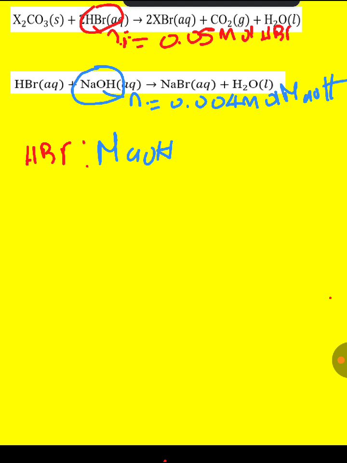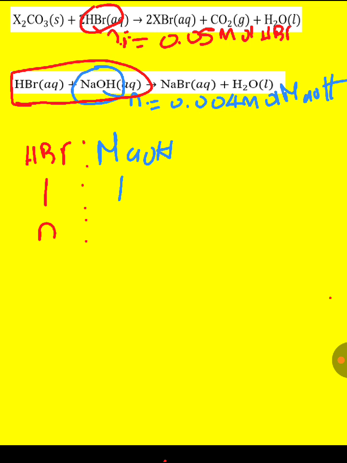The ratio is 1:1. Now, I don't know the number of moles of HBr in reaction 2. We are addressing reaction 2. So this is happening in reaction what? Reaction 2. This is reaction 2.